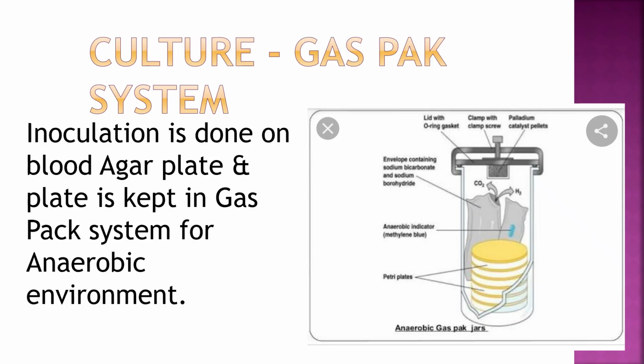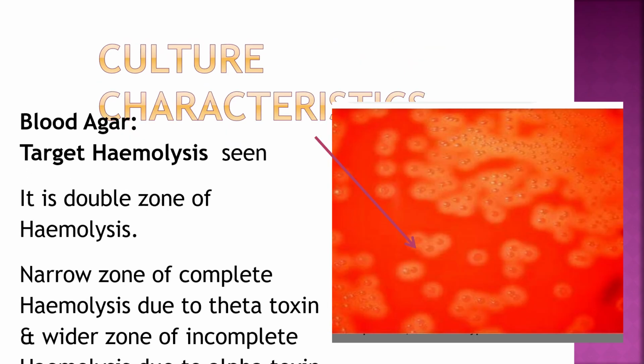Second step is inoculation done in blood agar plates, and the plate is kept in gas pack system for anaerobic environment. Then we can see target hemolysis in blood agar plates. So it is double zone of hemolysis. In this picture you can see double zone of hemolysis. A narrow zone of complete hemolysis is due to theta toxin, and a wider zone of incomplete hemolysis is due to alpha toxin. So this is target hemolysis seen in Clostridium perfringens in blood agar plate.